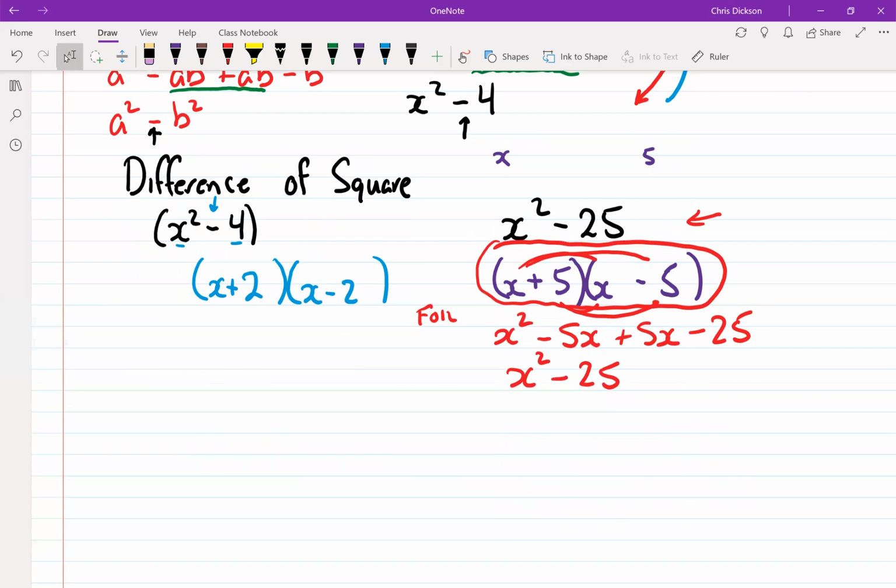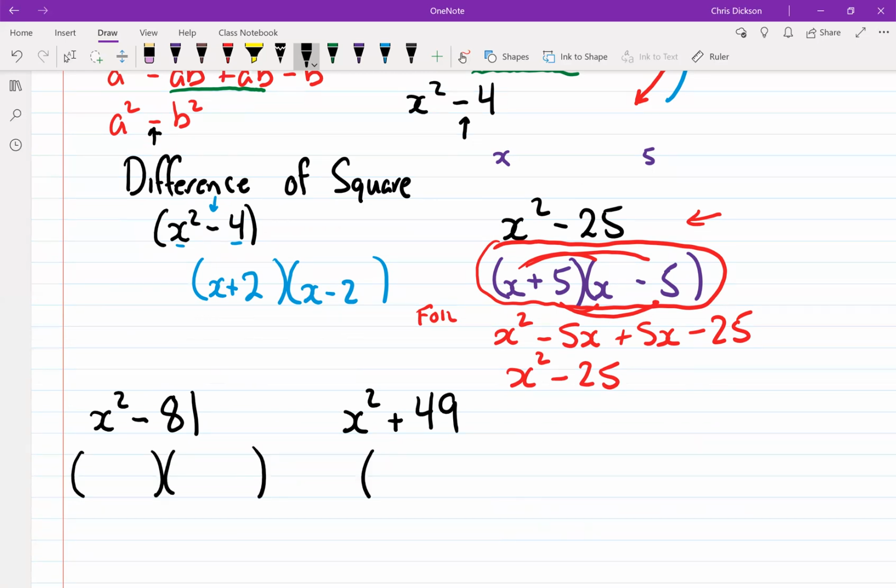Okay, so let's take a look at maybe a little harder one. Let's say you had x squared minus 81, or x squared plus, let's say, 49. Okay, so if you've given those a try, you can see that 81 and x squared are perfect squares, and we're subtracting, so we have a difference of squares. So that would be x, that would be x. And then you can put the plus and minus however you want.